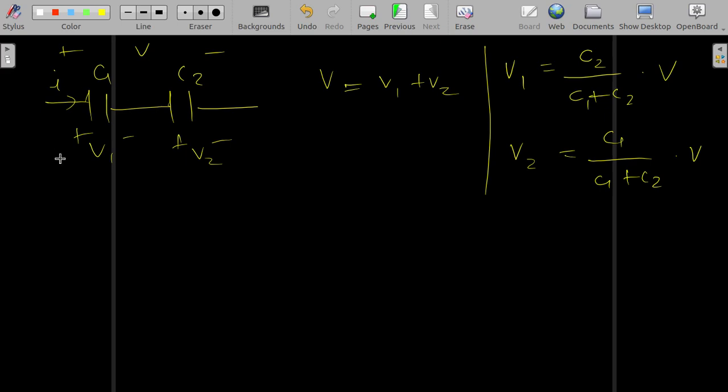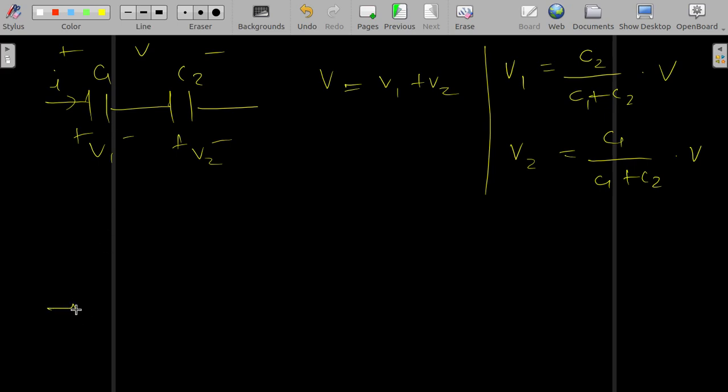That is, if we are finding the voltage drop across here, it is inversely proportional to C1. That is, if it is not taking C1 in the numerator, it is saying C2 in the numerator, right. That is, the less capacitance here, the more voltage will be dropped here, something like that.